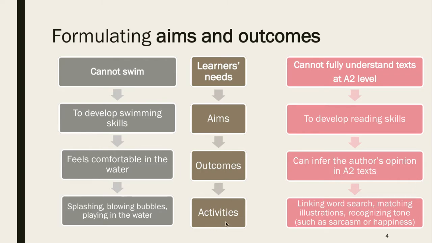What kind of an activity could we be doing, or activities, to lead them to that outcome? They could be doing a word search with linking words, despite, however, therefore. They could be doing a matching activity with illustrations, recognizing tone, for example, such as sarcasm or happiness. There are specific activities that we can design or find or adapt that will lead to the outcome. And this is what's known as alignment. We are starting with the general all the way to the specific, and it's logically, constructively aligned.